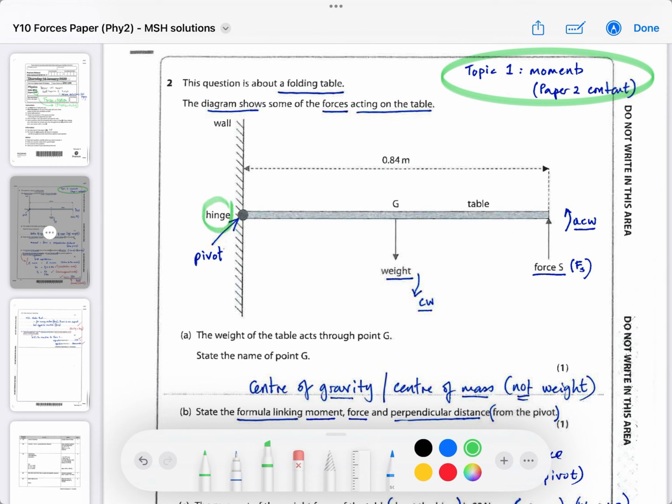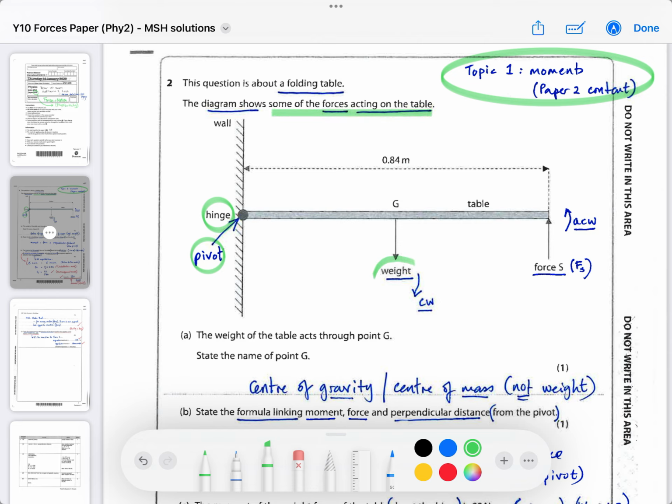So it's got a hinge, yeah, and you can let the table down, and presumably it's held up by some kind of force. But let's see. So there's a folding table which rotates around this pivot point. Okay, that's where we're going to take the moments around, and the diagram shows some of the forces acting on the table.